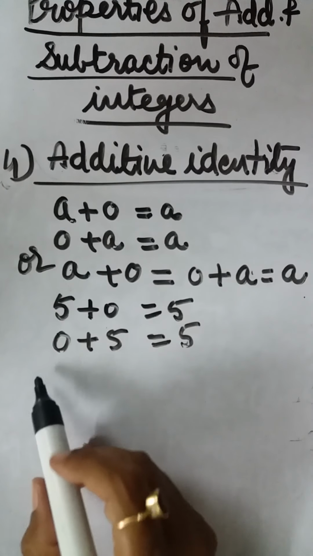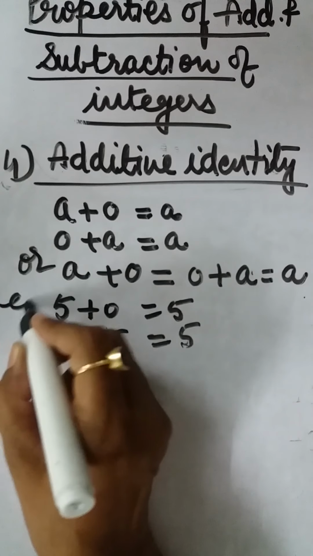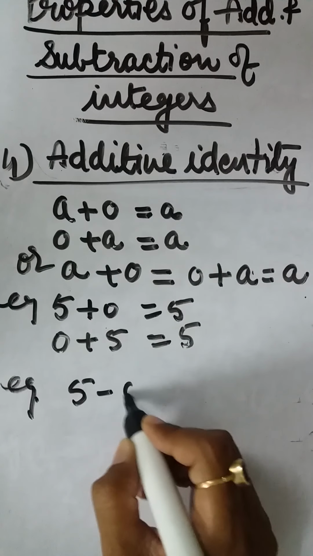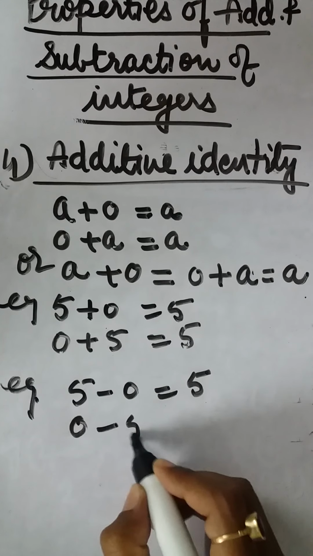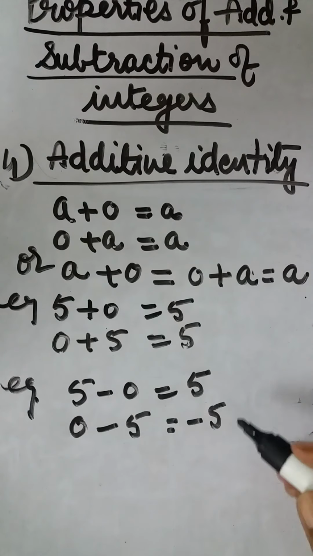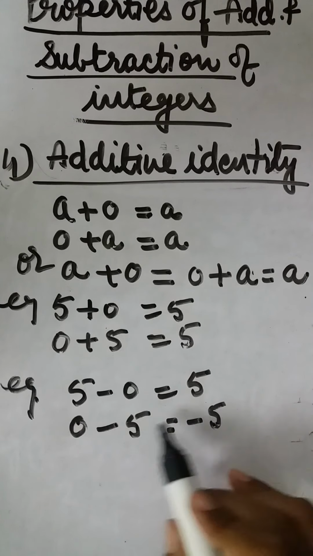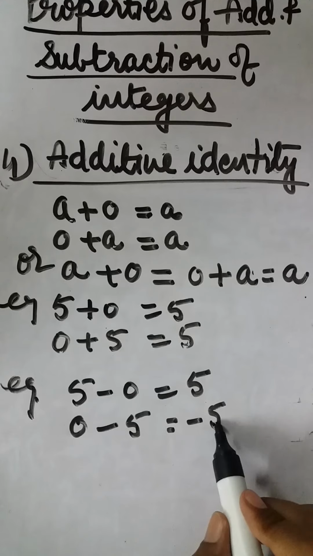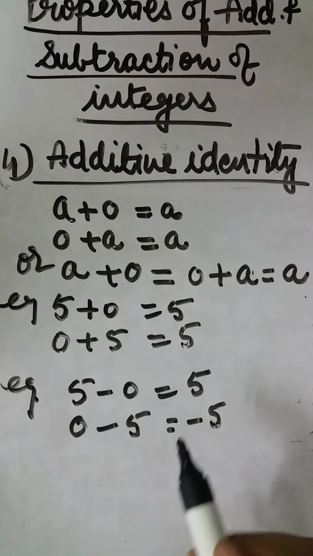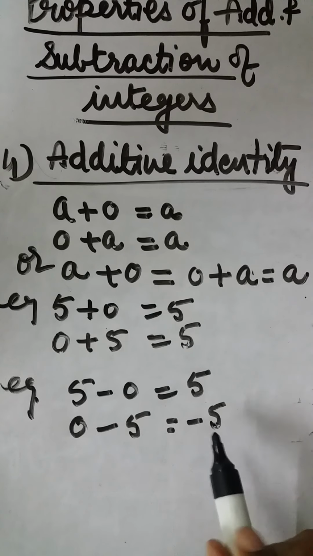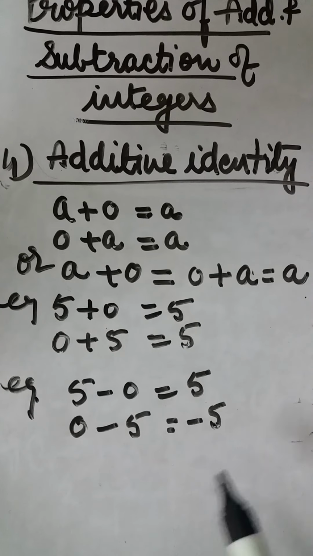Whether it is possible in the case of subtraction, we can see with the help of this example. 5 minus 0 gives us 5, but when we do vice versa, we don't get 5, we get minus 5. So the identity of the number is changed here. So there is no identity element for subtraction in integers.